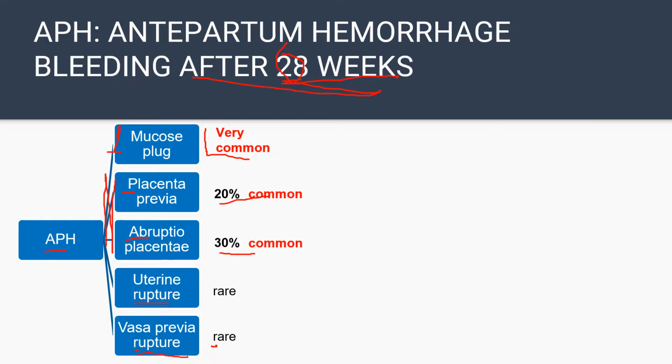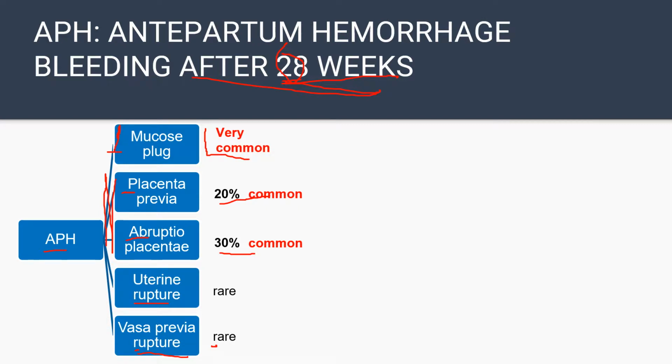Uterine rupture and vasa previa rupture are not so common, but it's important to have them in our minds because they are things that are very harmful for the patient, can kill the fetus, can kill the mother. So we need to know how to recognize them and how to start the initial treatment, and also to refer promptly, because early diagnosis can save the life in this situation.